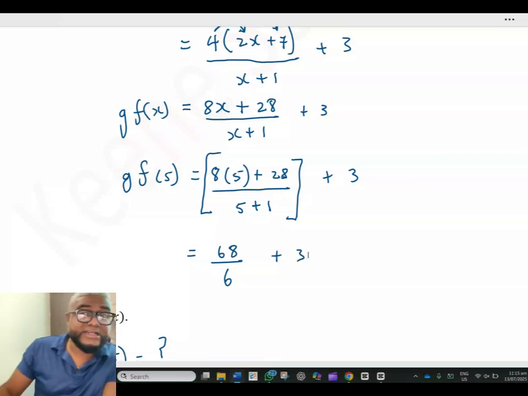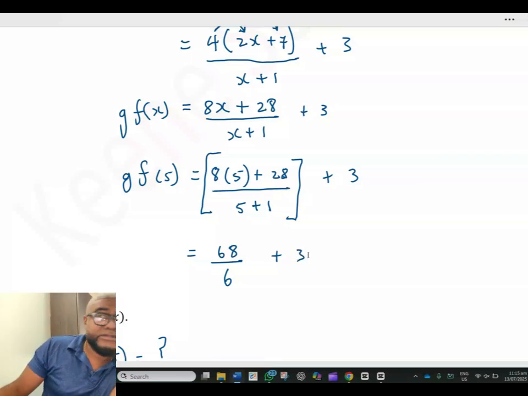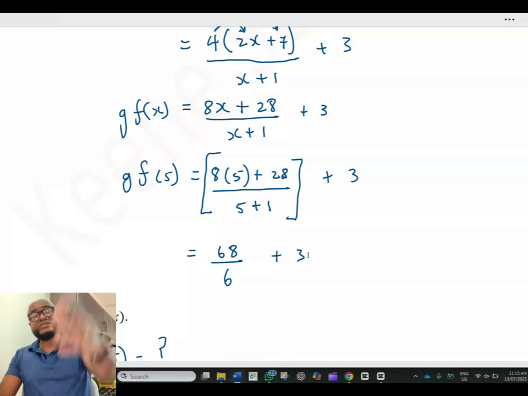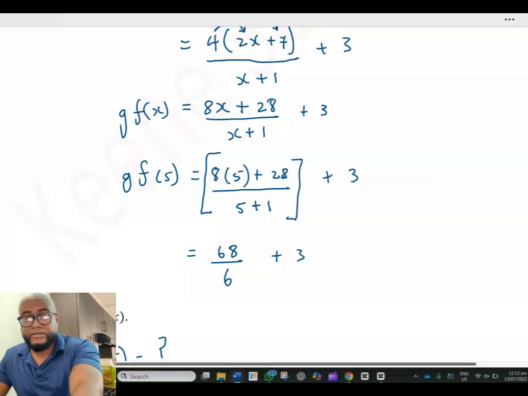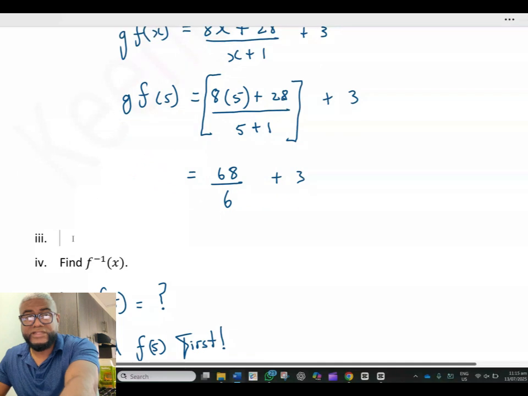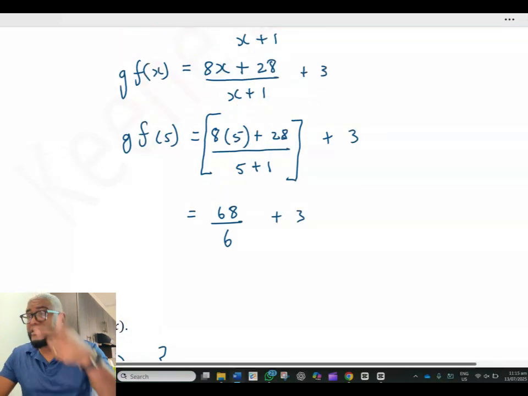Right? This way you have to make your calculator talk fair. Do 68 over 6 plus 3 and then tell me what you get in here. You're supposed to get a fraction. 14 and 1/3. Somebody second 14 and 1/3. Make sure they get it.